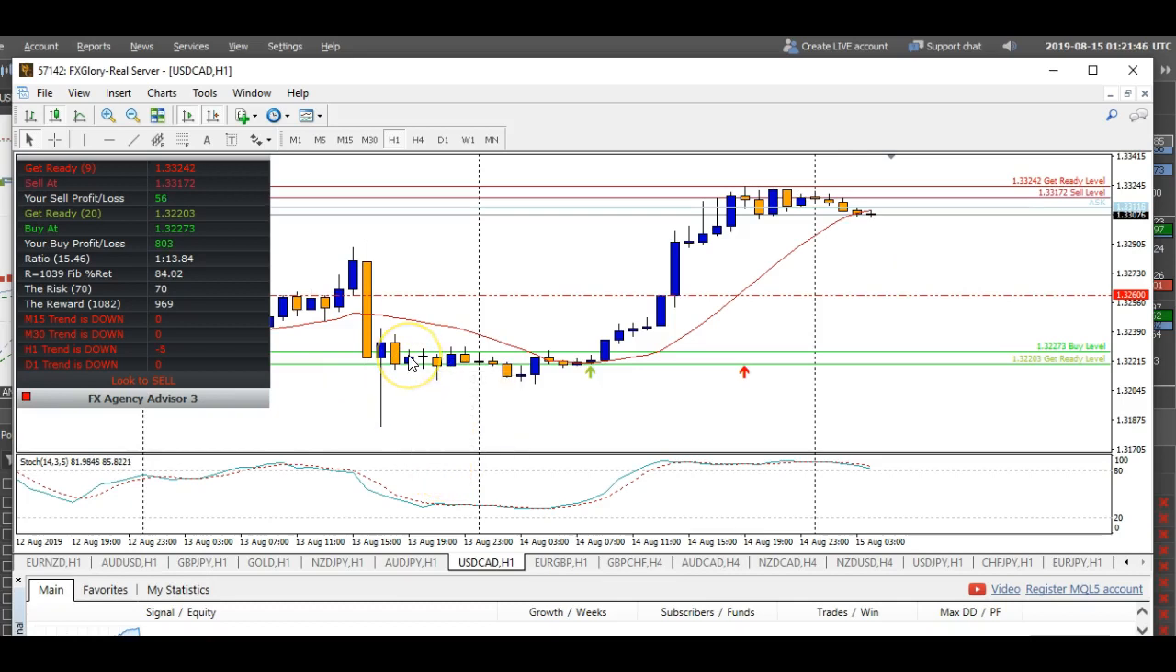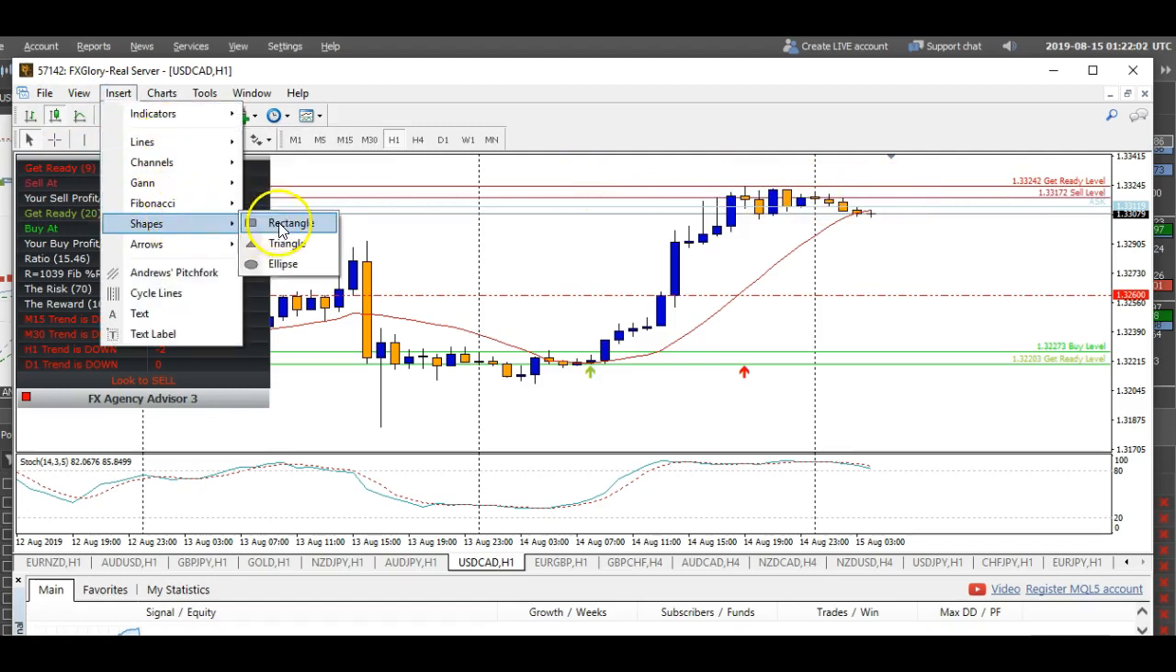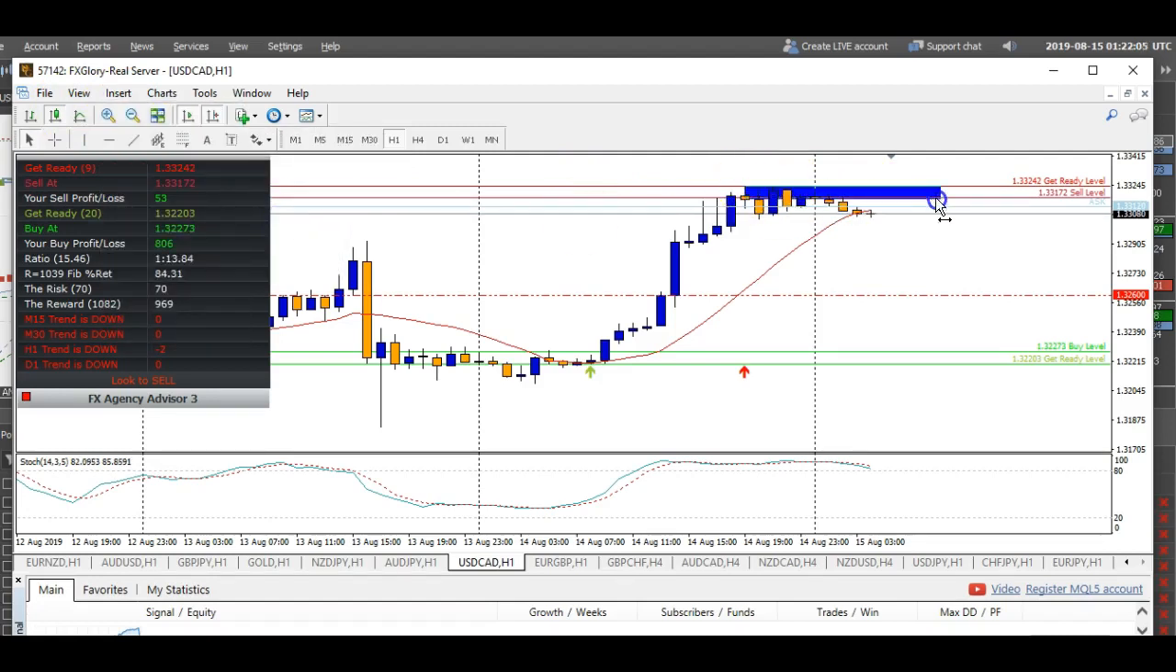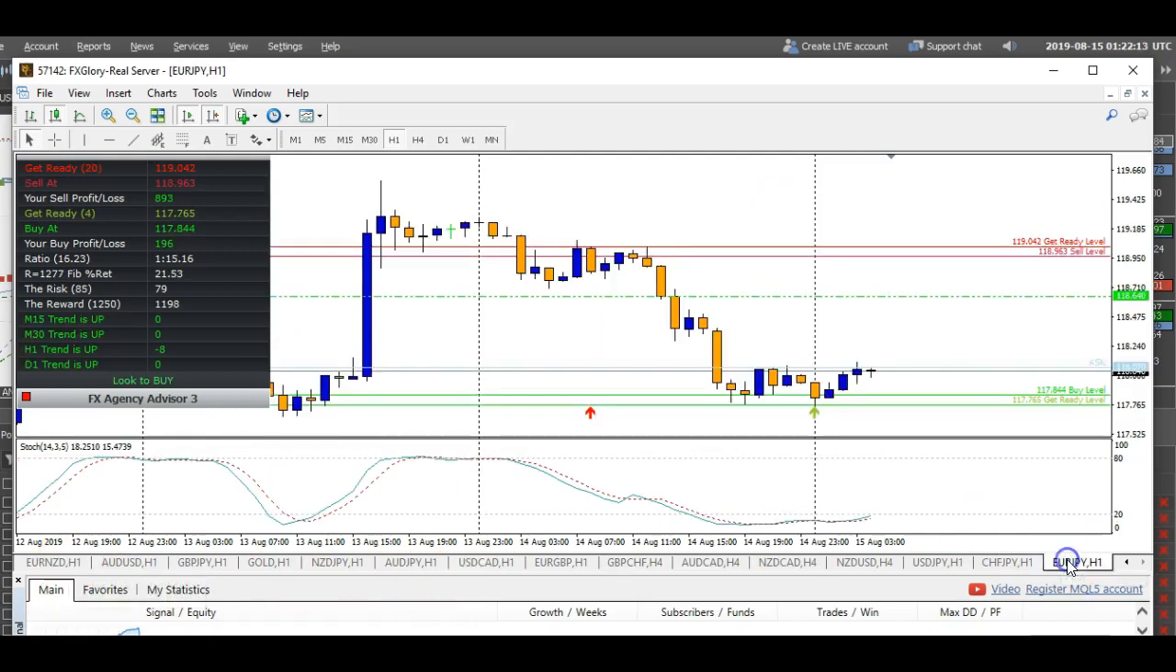So I'll show you the account in a second here, but there's the trade. Sell signal on USD CAD. All the time frames are showing me a sell. My stop loss is obviously above the resistance up here. All right, so that's about a 30 pip stop loss, which is manageable. Let's look at some more trades.